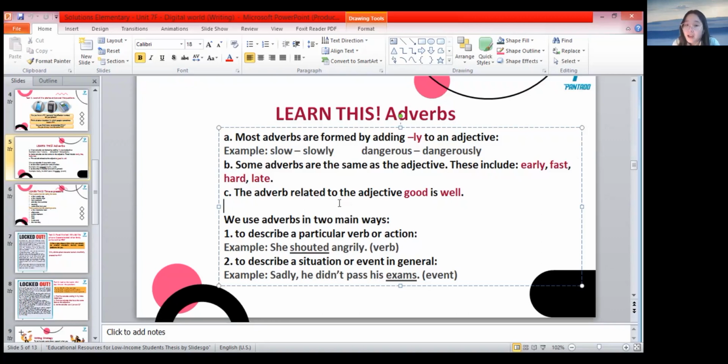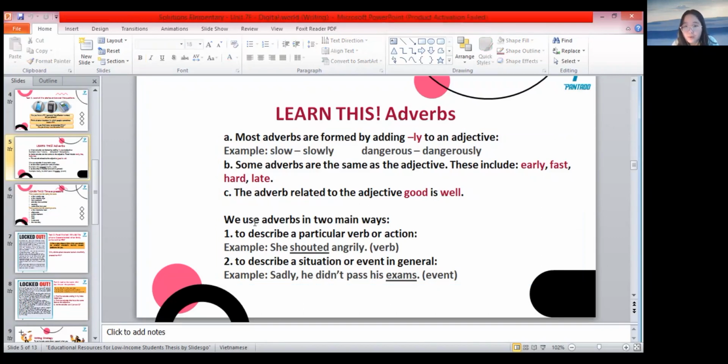Now the adverb related to the adjective good is well. Good is an adjective, but the adverb of good is well. For example, she is good at drawing, but if you want to change it into an adverb, we say she draws very well. We don't say she draws very good, but she draws very well. And she is good at drawing. That is the different point.